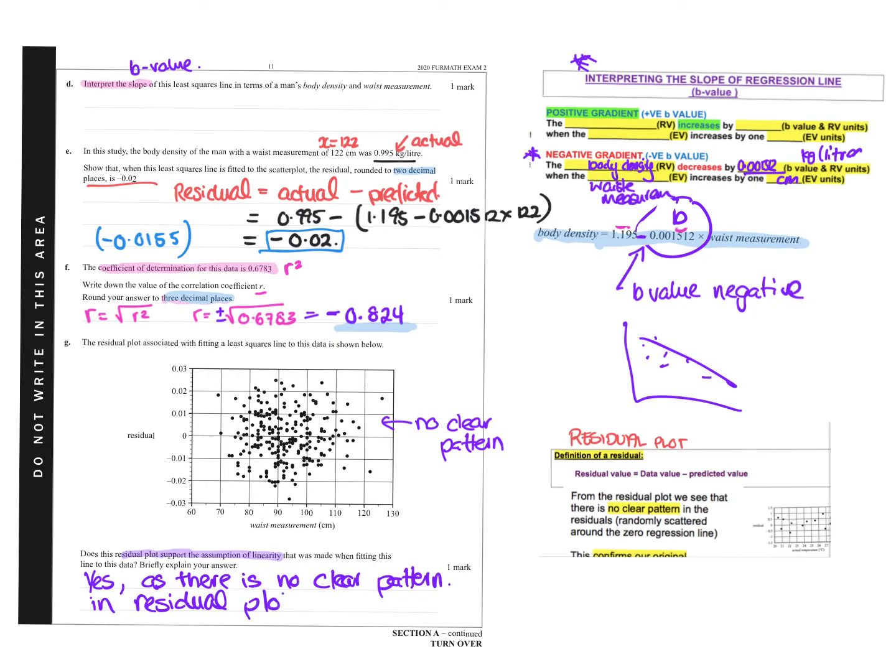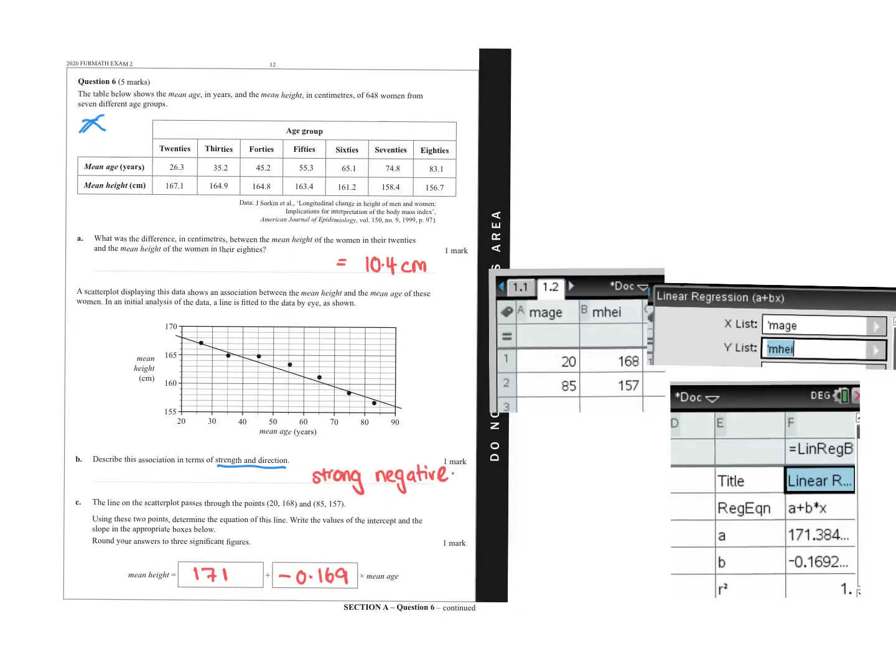Okay, so that's all you have to write. Okay, question 6. The table below shows the mean age in years and mean height in centimetres of 648 women. So sometimes it's good to write that N that's given there. What is the difference between the mean height of women in their 20s and the mean height of women in their 80s? So mean height in 20s and mean height in 80s is there.